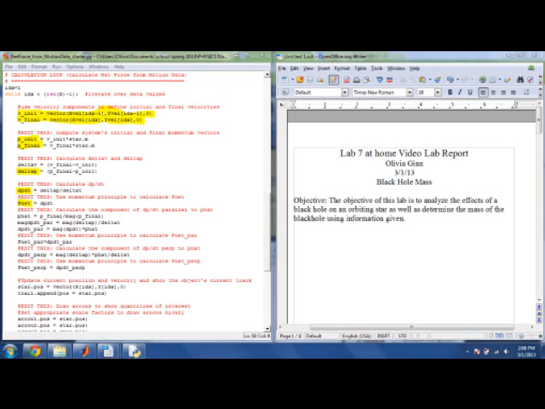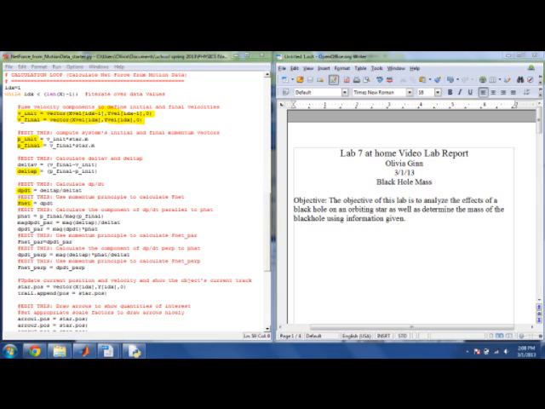gravity equation. So, to calculate the mass, I first computed the x and y components of velocity using the star data to find v initial and v final. Using these values, I was able to calculate p initial and p final by multiplying the respective velocities by the star's mass. By subtracting p final minus p initial, I found delta p, or the change in momentum.